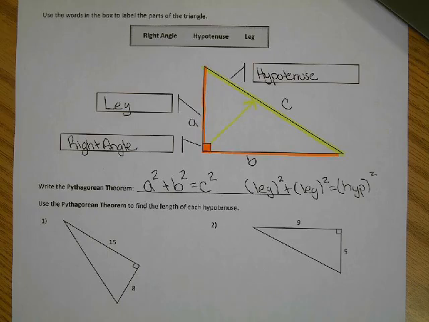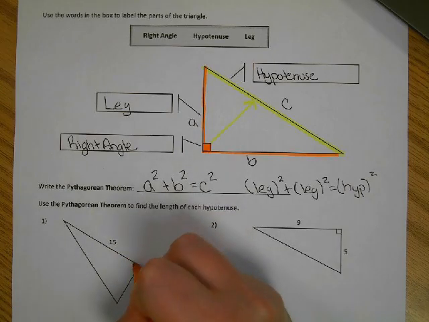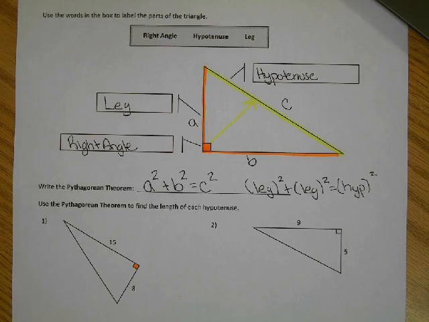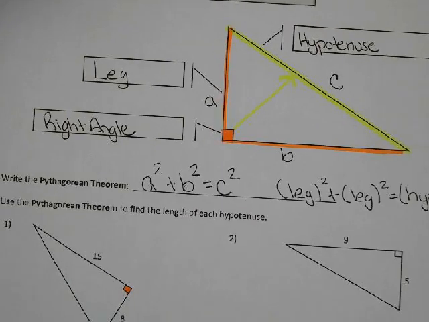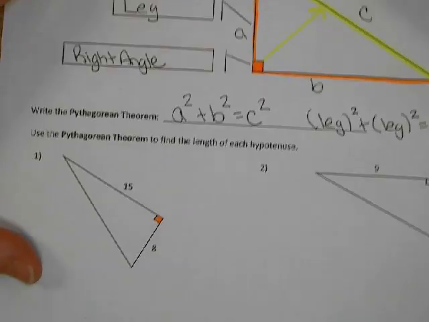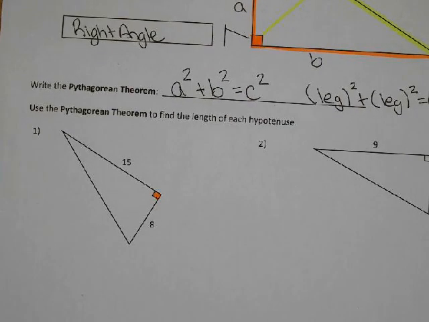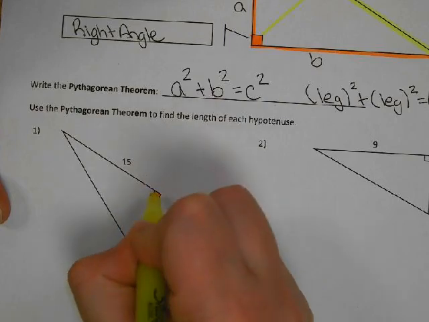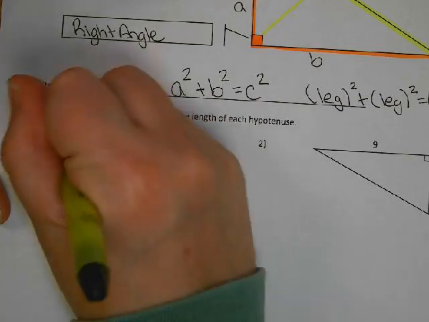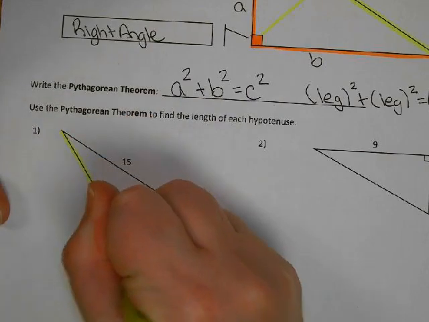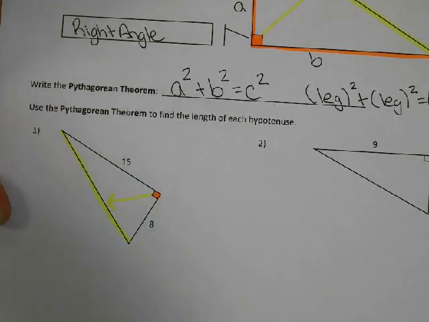So in triangle number 1, there's our right angle. Which side is the hypotenuse? Which side is our hypotenuse? The opposite side. What number is with it? Nothing, right? So through the triangle to the opposite side is our hypotenuse. And there's nothing. And what letter did we use for the hypotenuse? C.